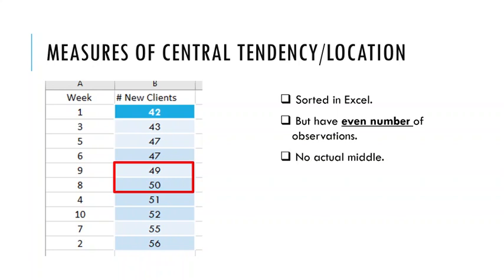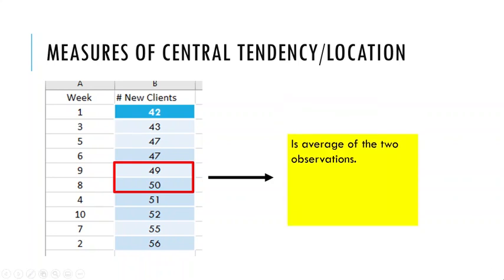So what do we do? Well, since there's no actual middle, we're going to have to average the two observations. If I had an odd number of observations, then I could find that median easily, but in this case, I have to take the average. So clearly the average of 49 and 50 is going to be 49 and a half. But again, just like with the mean, this median tells us nothing about the spread of our data. So I don't know if there are some weeks with very few new clients or some weeks with a huge number of new clients. It only tells me about that middle point.